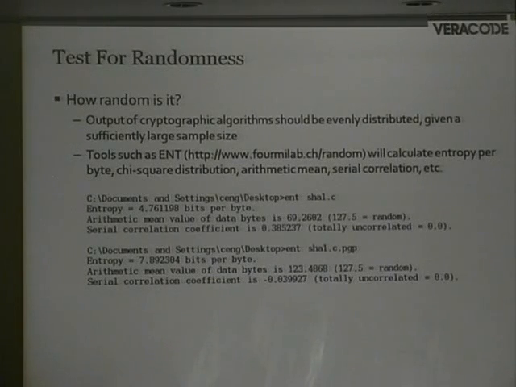So there are tools out there. One of them is this ENT tool that will take an input in the form of a file, and it will calculate all these different statistics about it: entropy per byte, chi-square distribution, arithmetic mean, serial correlation. These are all heuristics to determine whether or not the data being fed into it is actually random data, and we use that synonymously with is it crypto.